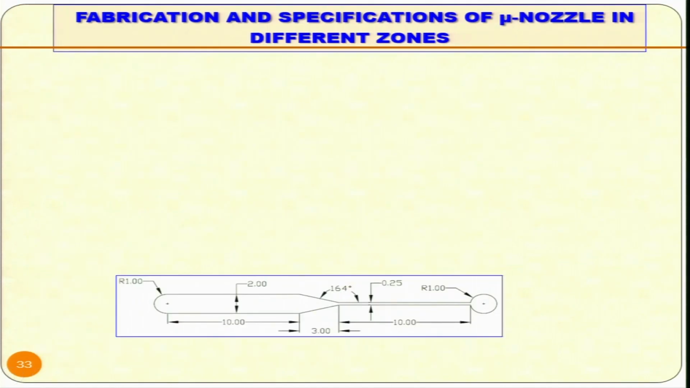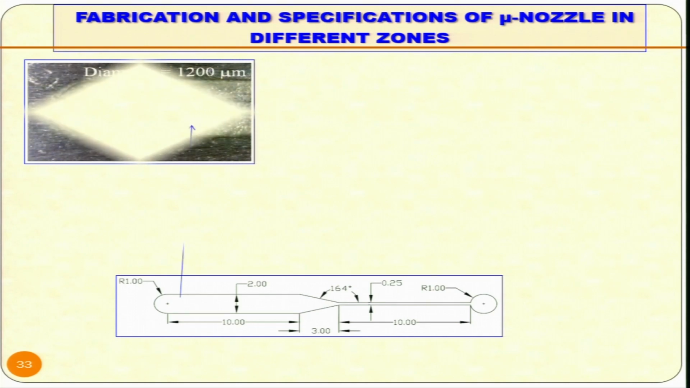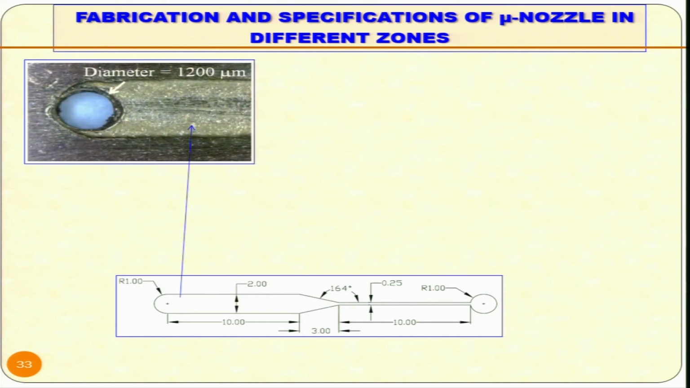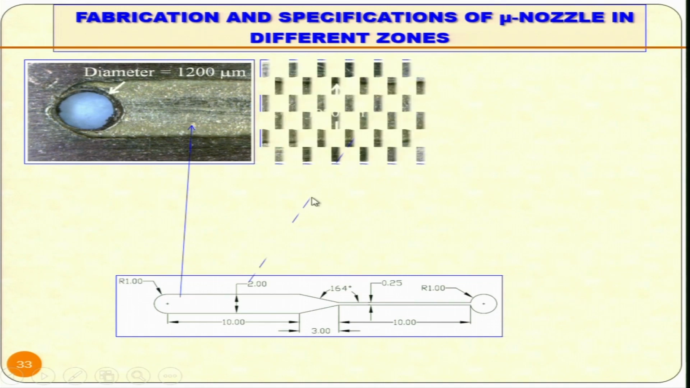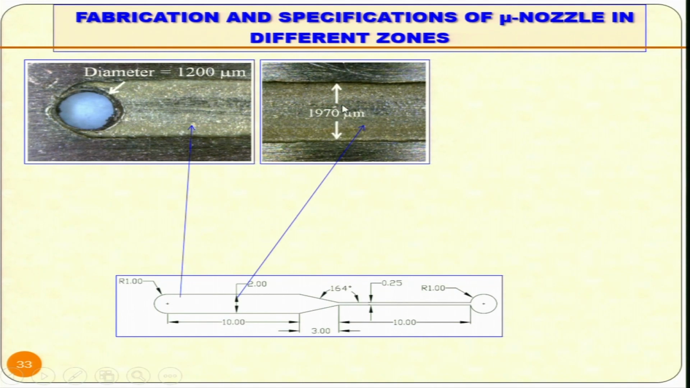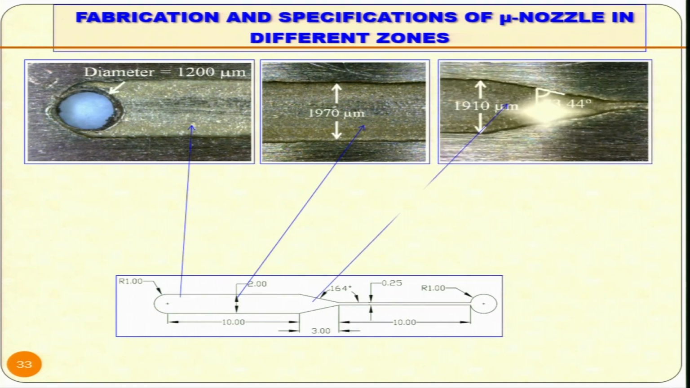Fabrication and specification of micro nozzle in different zones. This is the nozzle that was fabricated, and you can see this is 1200 micrometer. This is the dimension shown over here. The second part is 1970 micrometer. However, this is slightly larger than 1 millimeter, so I have a little bit of hesitation in calling it a micro mixer, but this was prepared accordingly.